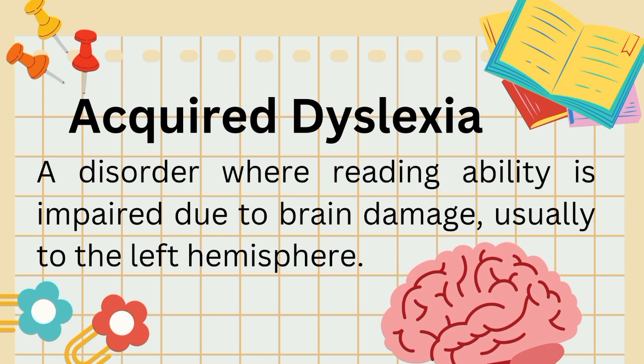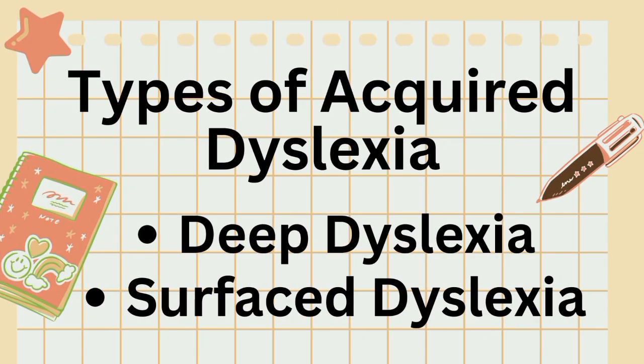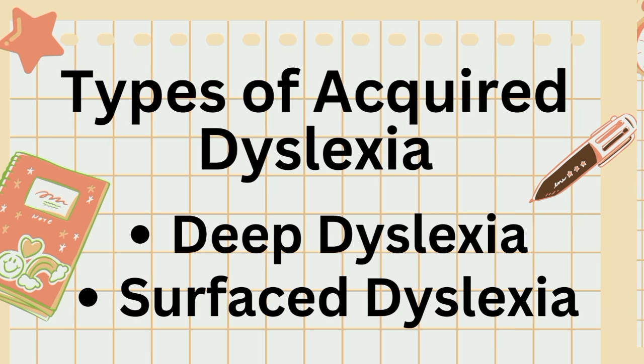For today's video, I'm going to be tackling acquired dyslexia, also known as alexia, a reading disorder that arises from brain damage, typically in the left hemisphere. This damage disrupts the brain's ability to process written language, leading to difficulties in reading. We have two types of acquired dyslexia: deep dyslexia and surface dyslexia.